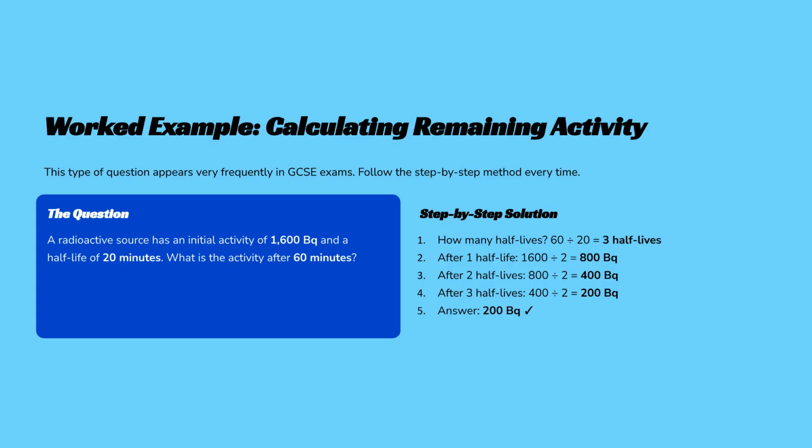This video shows a worked example for calculating remaining activity. With an initial activity of 1,600 becquerels and a 20-minute half-life, we find the activity after 60 minutes by determining 3 half-lives have passed and halving the value 3 times to arrive at 200 becquerels.